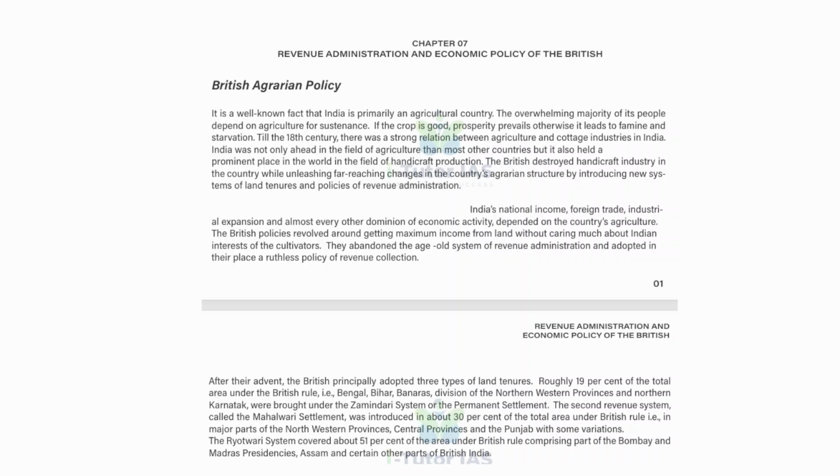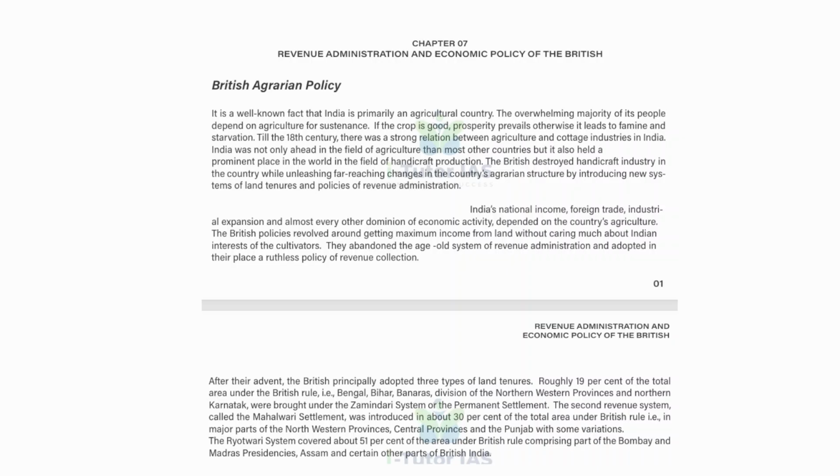it transformed India into a raw material exporter and a consumer of British goods, focusing on maximizing revenue through the land tax system and the zamindari, ryotwari, and mahalwari systems. These policies caused deindustrialization, commercialization of agriculture, massive wealth drain, and devastating famines. This is basically what happened in British revenue and economic policies in India.